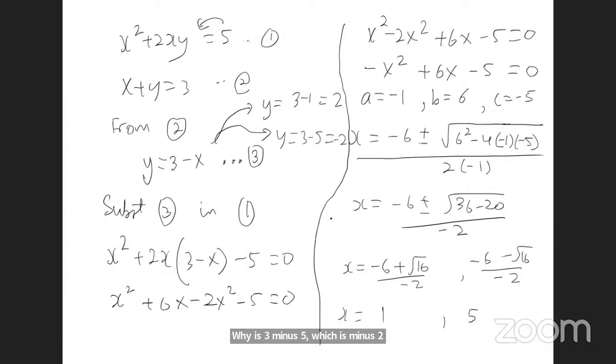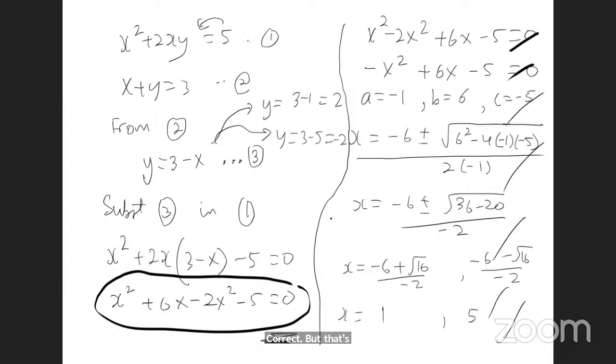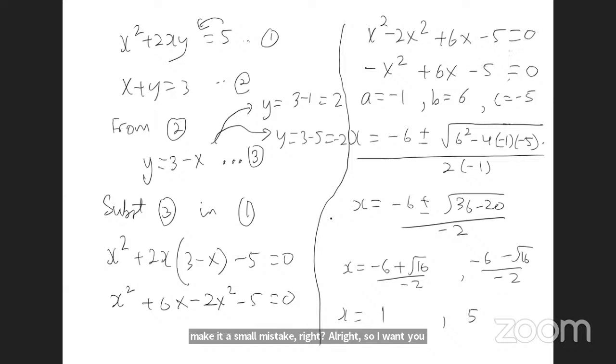Right? So the main mistake I've seen from people is here. You're expanding that little part wrong. Remember, if you expand that wrong, you'll get the whole thing wrong. You're doing all this correct, but that first expansion is where you're making this small mistake, right? All right, so I want you to take your time and go over that. Any questions? Any questions on this?